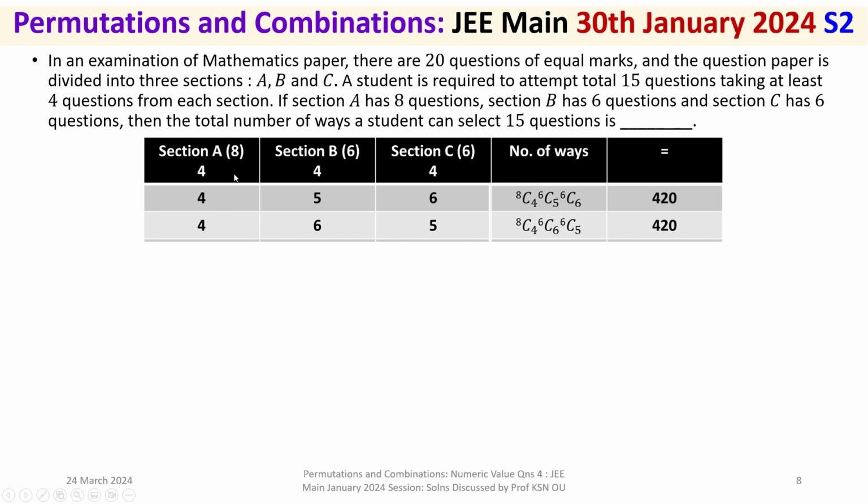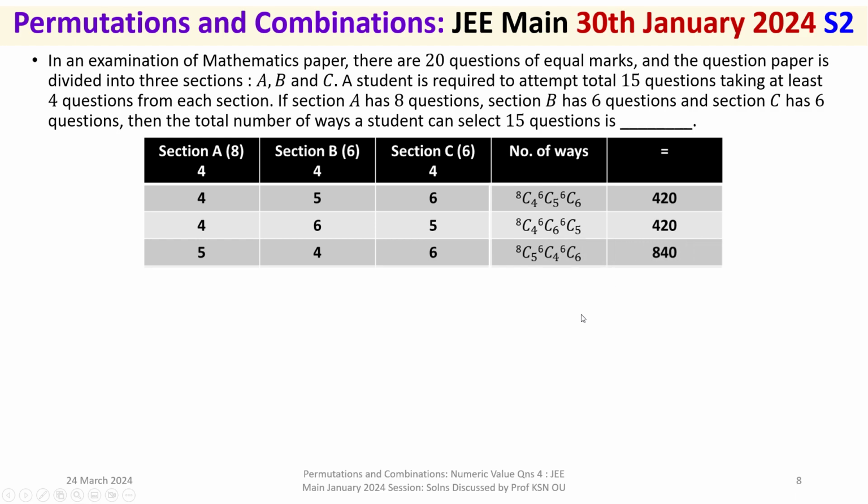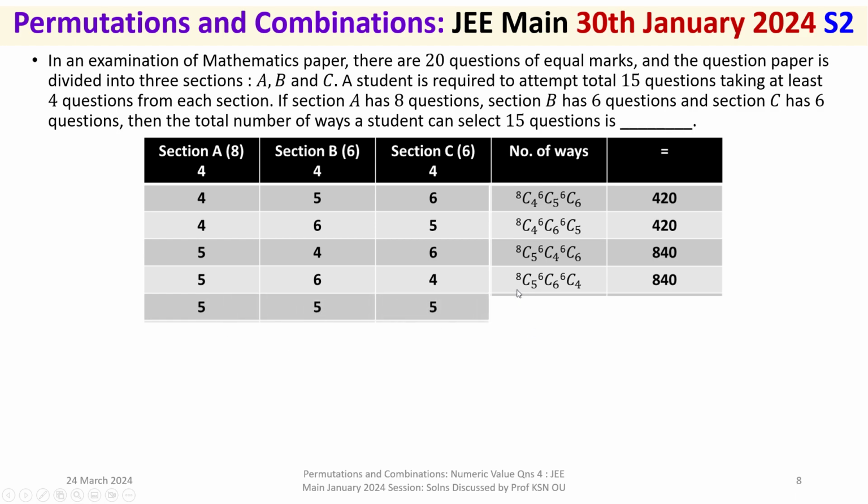The next is we go for 5. If I take 5 questions from section A, then the remaining questions will be 15 minus 5, 10. That can be done in 4, 6, or 6, 4, or 5, 5. So for 5, 4, 6, it will be 8C5 multiplied by 6C4 multiplied by 6C6 by product rule of counting, that is 840. Swapping these two, 6, 4, it is the same as above, 8C5, 6C6, 6C4, 840. The next option is 5, 5, 5 also: 8C5, 6C5, 6C5, it is 2016.